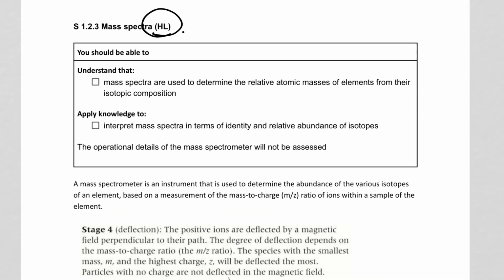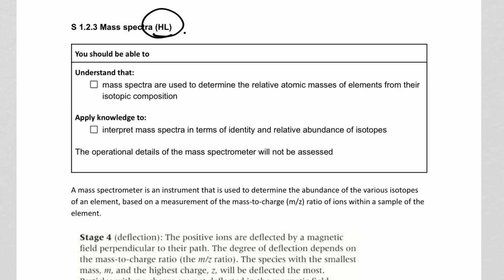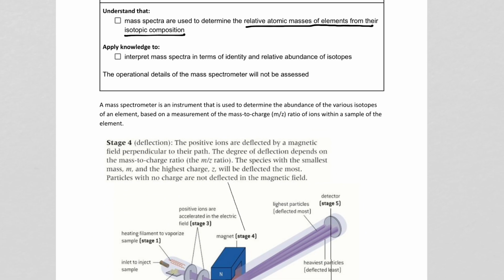So you're supposed to know how to use the mass spectrum to determine relative atomic masses of elements from their isotopic composition. And you're supposed to interpret the mass spectra to identify the isotopes and to know how much of the isotopes that you have.